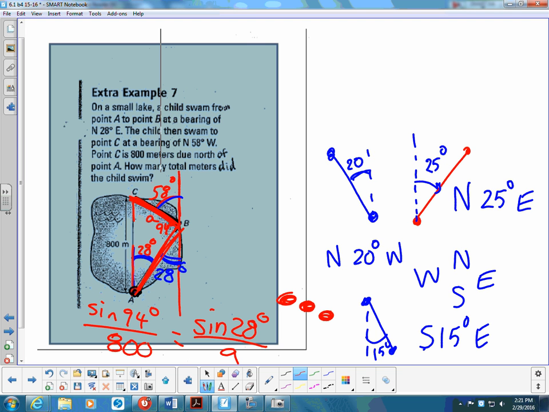And then what else? I guess we need this angle up top, don't we? To help us find side C, we're going to need this angle. How are we going to find that one?